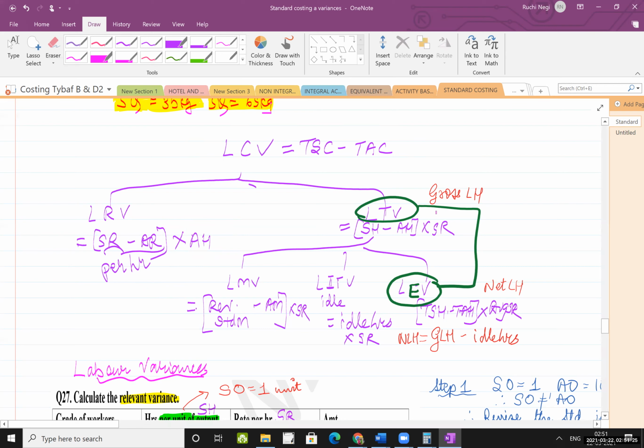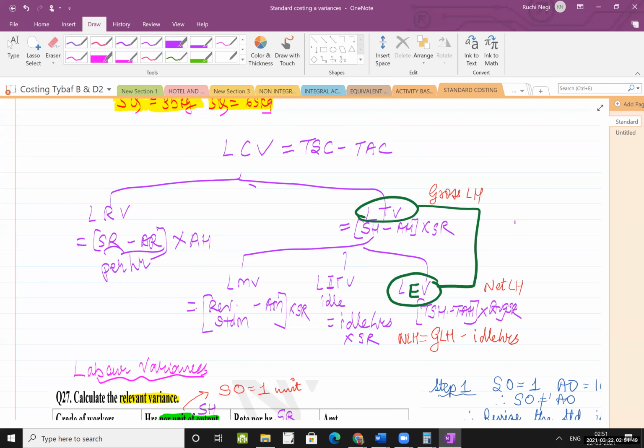Labor time variance, there we had material usage variance. So standard hours minus actual hours into standard rate. There the formula was standard quantity minus actual quantity into standard rate, so we are just replacing quantity with hours, that's it. Next, labor time variance is further divided into labor mix, labor idle time, and labor efficiency.